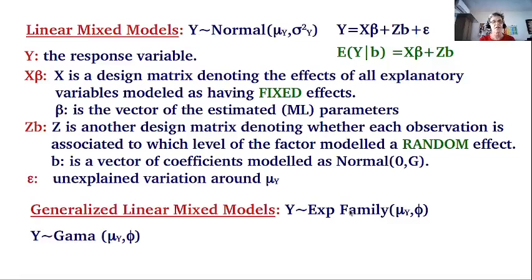So now let's take an example where the response variable has a gamma distribution with a given mean and a dispersion parameter phi. In this case, we would model the log, this is the link function, of the mean of the response variable conditional on the estimated vector of b coefficients as the additive composition of the fixed effects and the random effects.